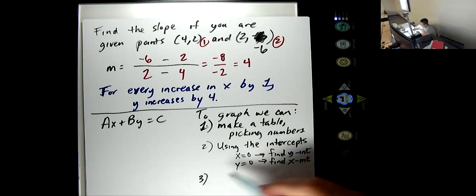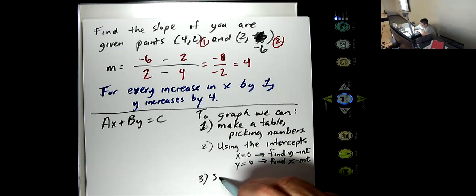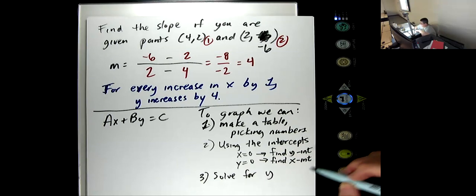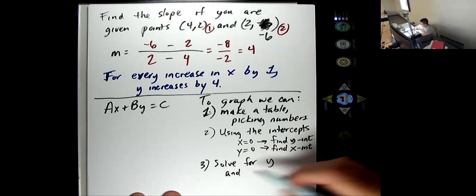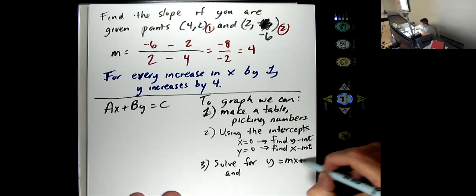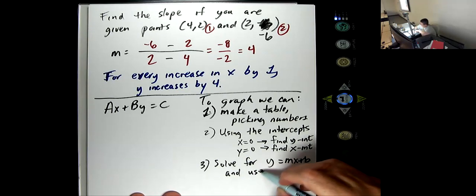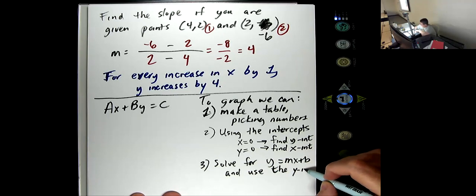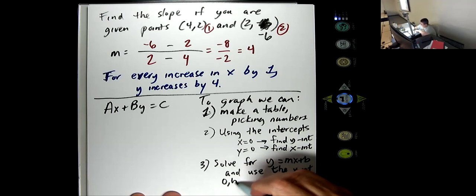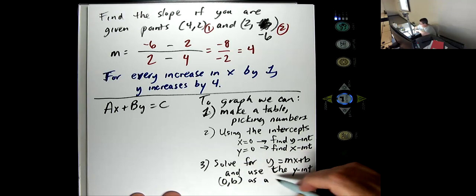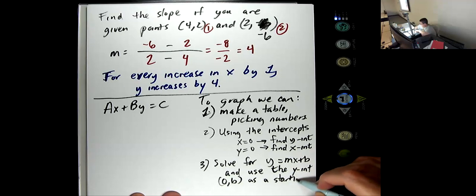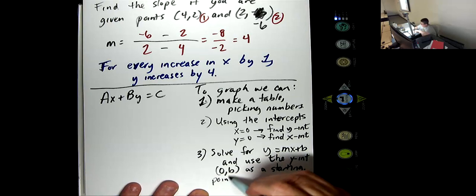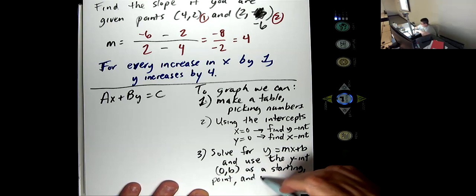Option 3 is solve for y, and use the y-intercept b as a starting point, and use m for direction.